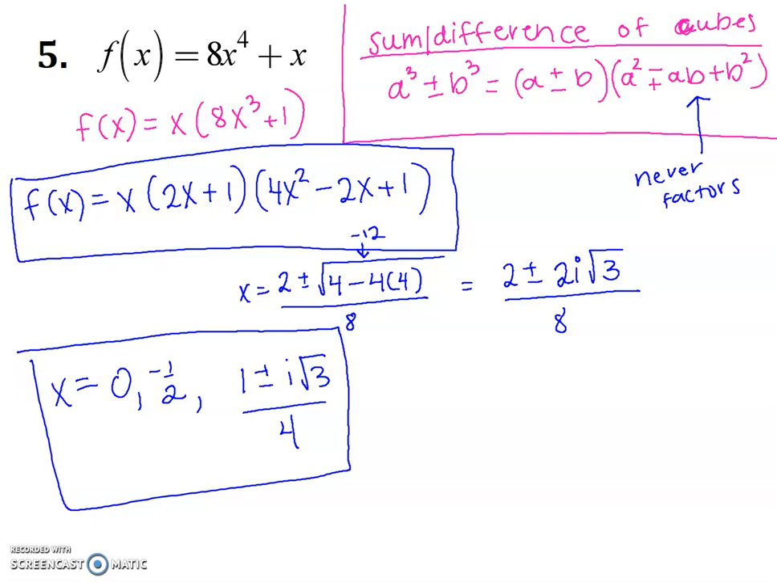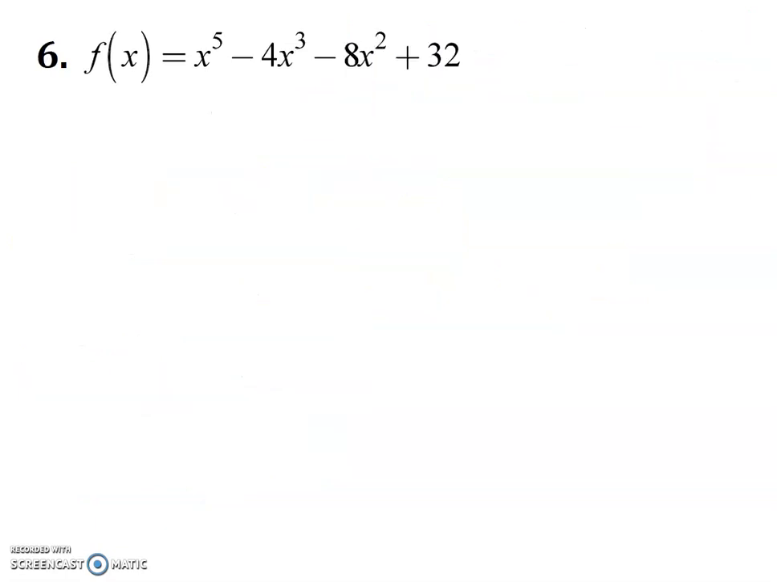Now let's look at one last example. This time we have 4 terms. We have f of x equals x to the 5th minus 4x cubed minus 8x squared plus 32. So anytime it's 4 terms, if it's going to be able to factor, it'll be by grouping.